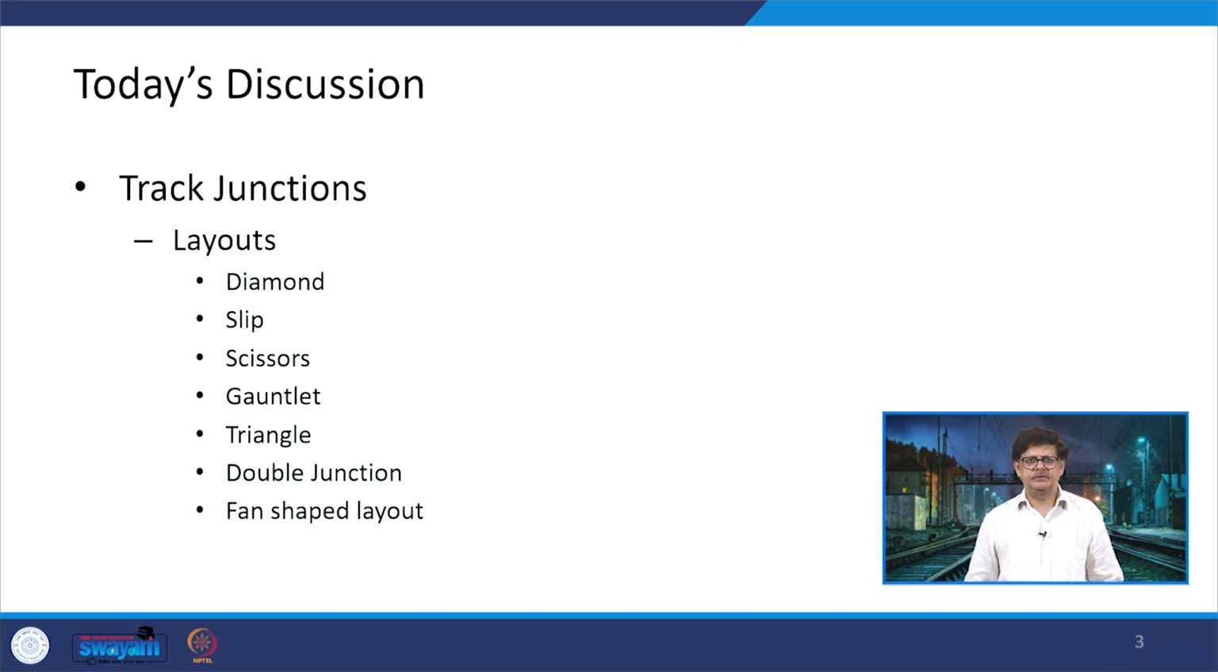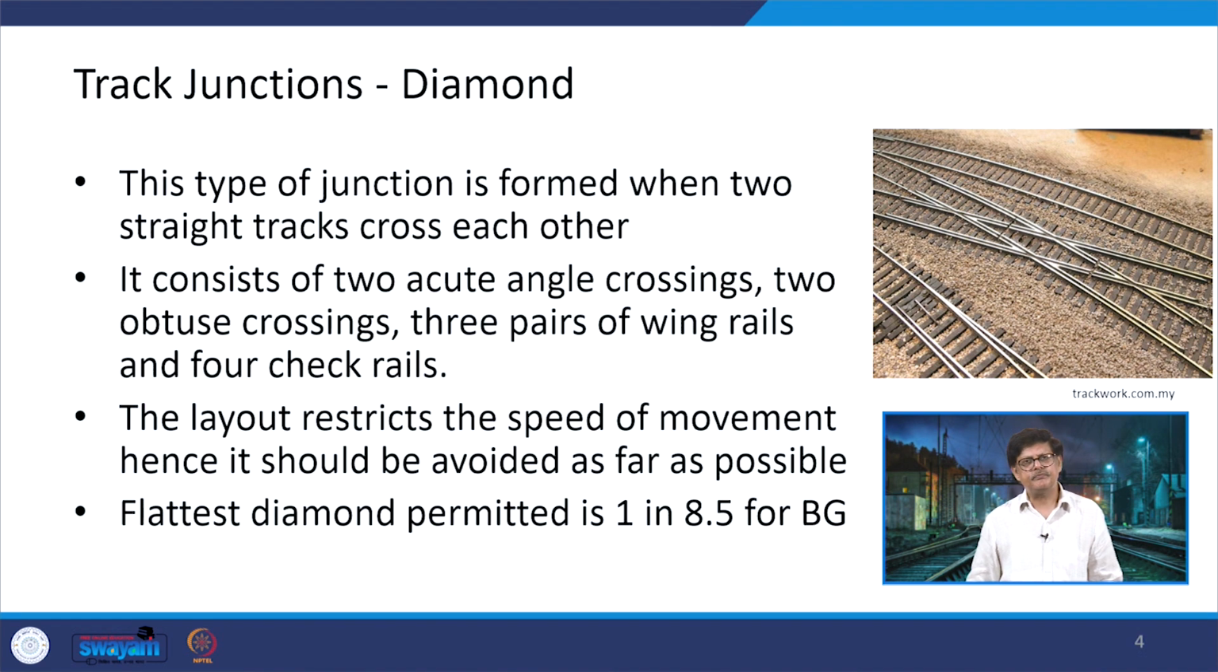In today's lecture, we will be discussing other layouts which are possible on any track, where two or more tracks are joining with each other. They can be diamond, slip, scissor, gauntlet, triangle, double junction, or the new types of designs which are in use now. They are the fan shaped layouts which are for high speed conditions. Let us start with the first layout, which is diamond.